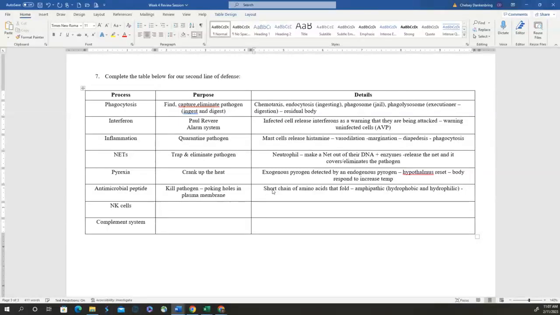Okay, so this molecule inserts, and there's lots of these peptides, okay? So they all insert into the membrane, causing it to leak. And the organism, like the bacteria in this example, will die.